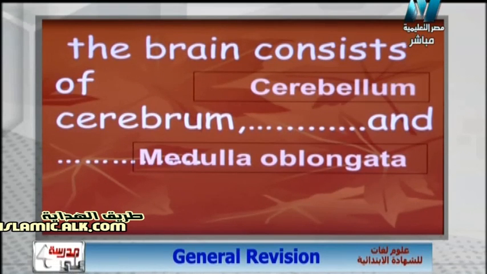So what about cerebellum, which is found at the back area of the brain? It's responsible for keeping the balance of the body only. And at last medulla oblongata is responsible for the involuntary actions or involuntary processes inside the body, such as heartbeats, such as movement of digestive system, such as blood circulation, and so on. Any involuntary actions inside the body are the responsibility of medulla oblongata.